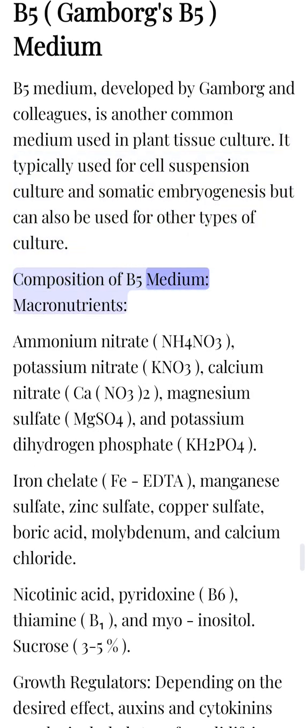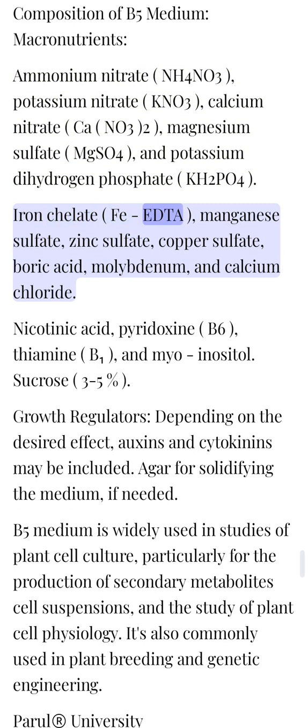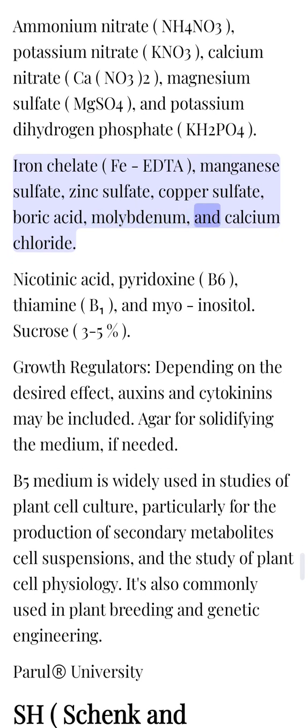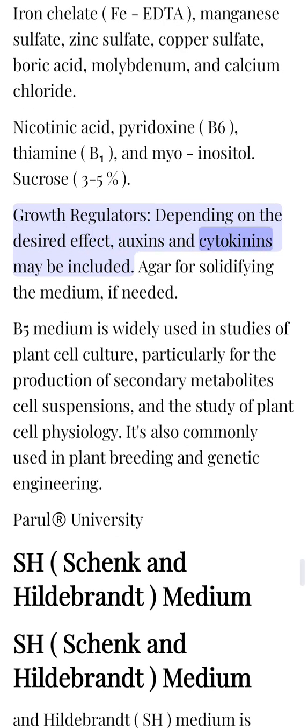Composition of B5 medium. Macronutrients: ammonium nitrate, NH4NO3, potassium nitrate, KNO3, calcium nitrate, Ca(NO3)2, magnesium sulfate, MgSO4, and potassium dihydrogen phosphate, KH2PO4. Micronutrients: iron chelate, Fe-EDTA, manganese sulfate, zinc sulfate, copper sulfate, boric acid, molybdenum, and calcium chloride. Vitamins: nicotinic acid, pyridoxine, B6, thiamine, B1, and myo-inositol. Sucrose, 3 to 5%. Growth regulators: depending on the desired effect, auxins and cytokinins may be included, and agar for solidifying the medium, if needed.